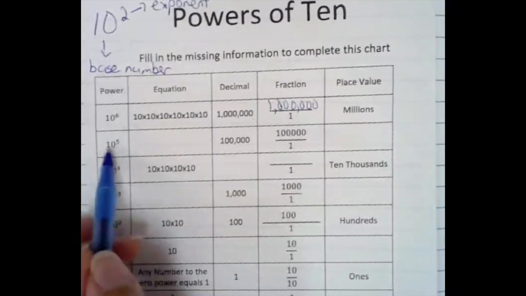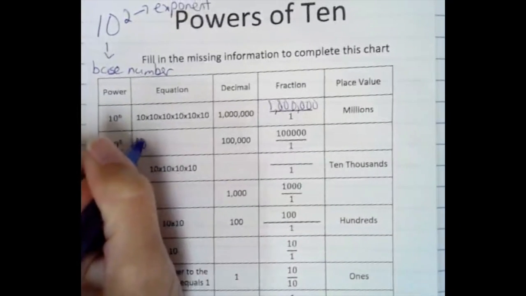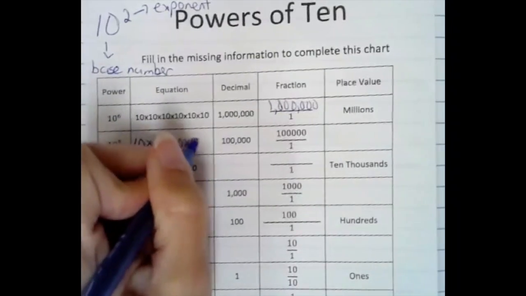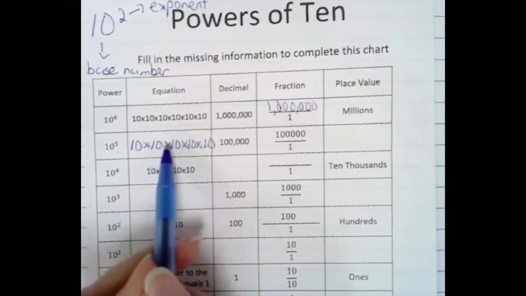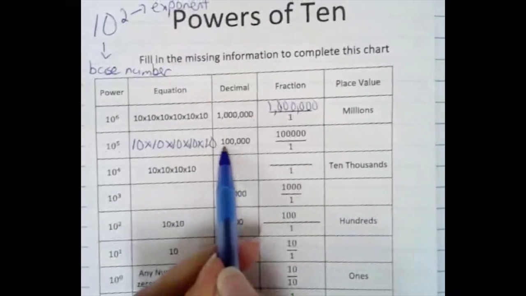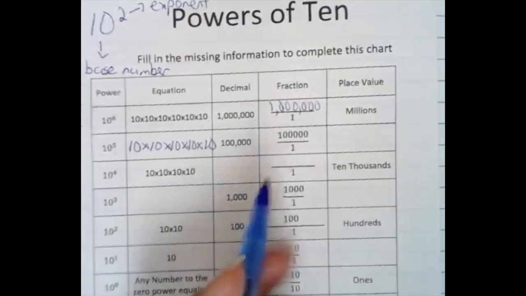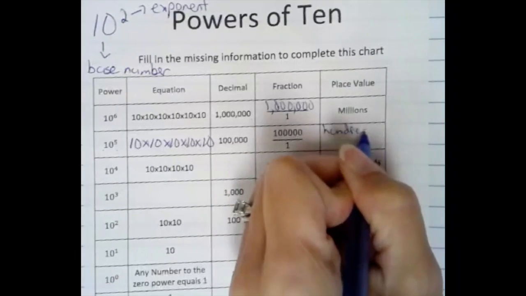All right, so 10 to the 5th power. That would be 10 times itself 5 times. So there's 1, 2, 3, 4, 5. 10 times 10 times 10 times 10 times 10, they told you, is 100,000. You write it in fractions as 100,000 over 1, and the place value is 100,000.